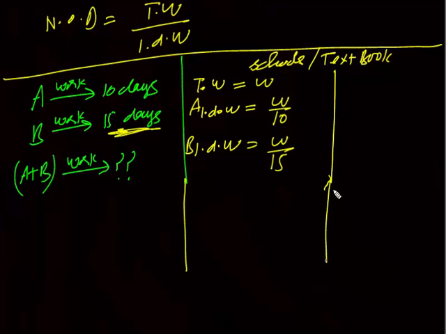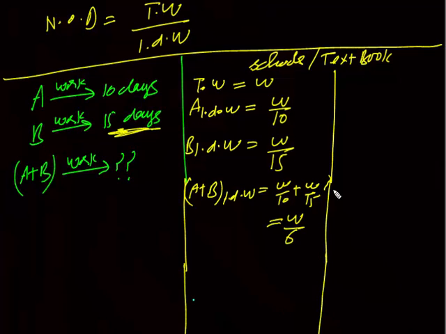Now adding this, A plus B's 1 day work would be how much? W by 10 plus W by 15. If you solve, you will get W by 6. So it means that in 1 day A and B together are doing W by 6 units of work.